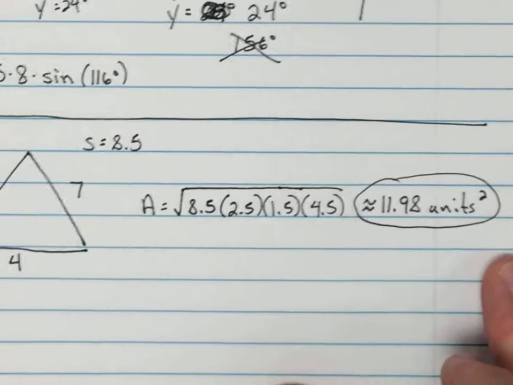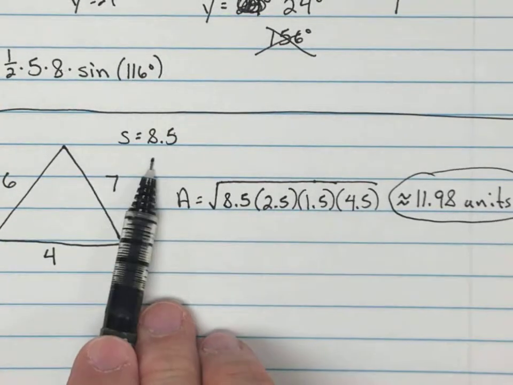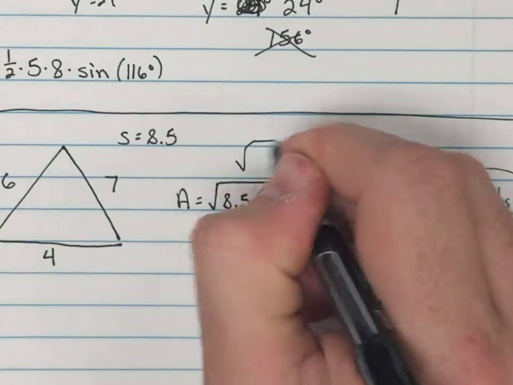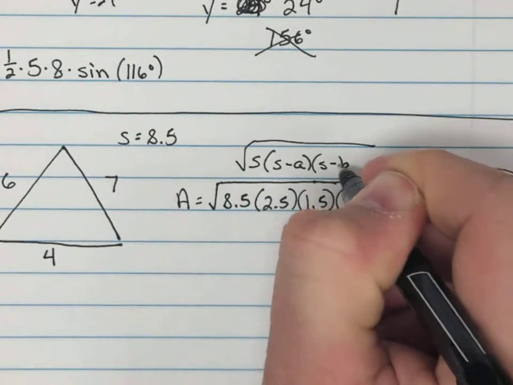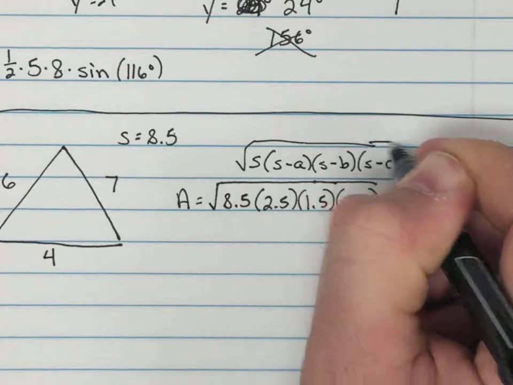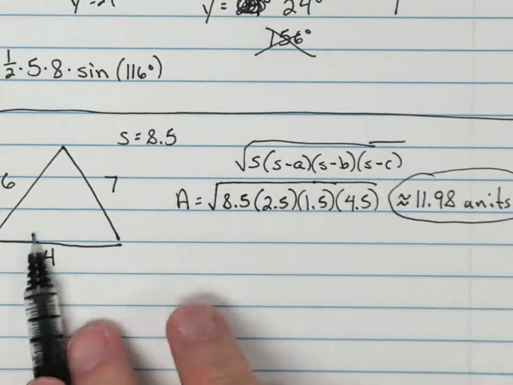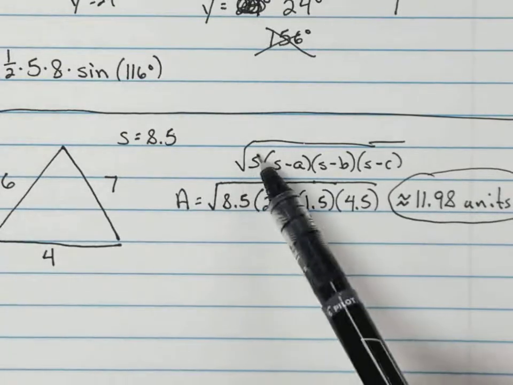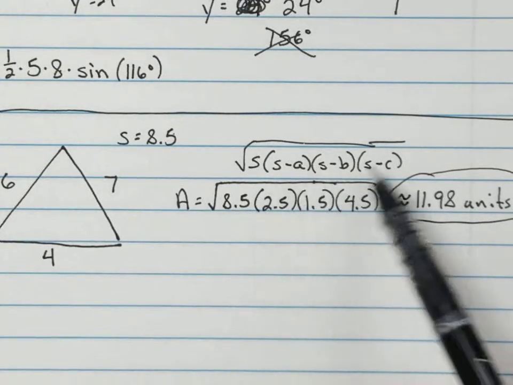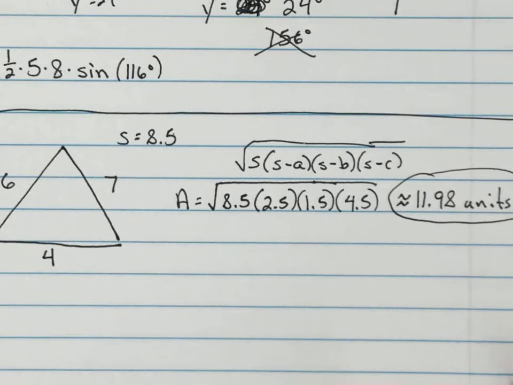So again, just to use Heron's formula, find the semi-perimeter, because the actual formula is S times S minus A times S minus B times S minus C, where A, B, and C are the three leg lengths, and S is the semi-perimeter. So our semi-perimeter was 8.5, and then subtract 8.5 minus your three leg lengths. Take the square root of the product, and you're finished.